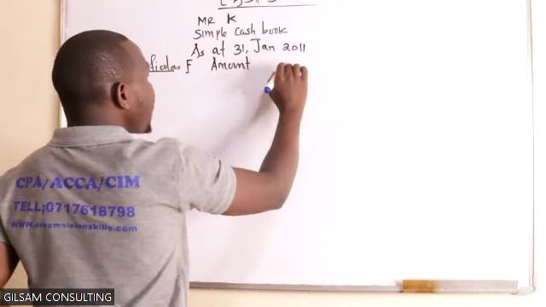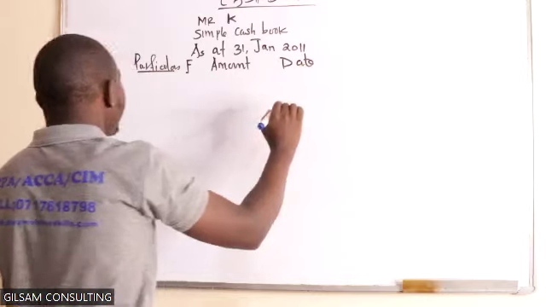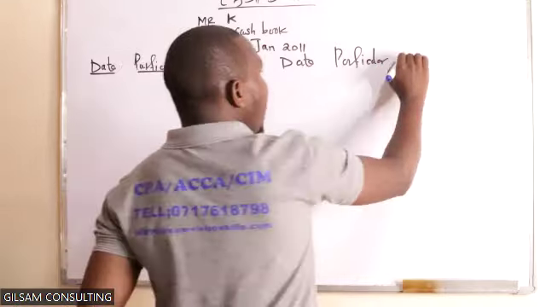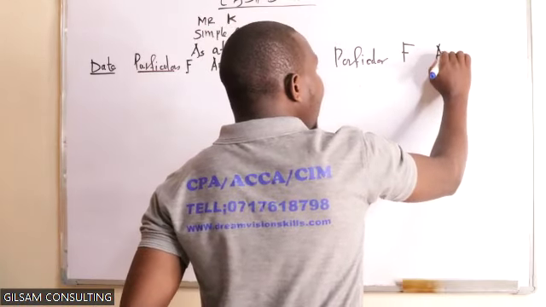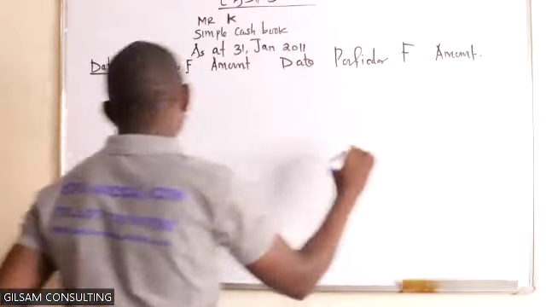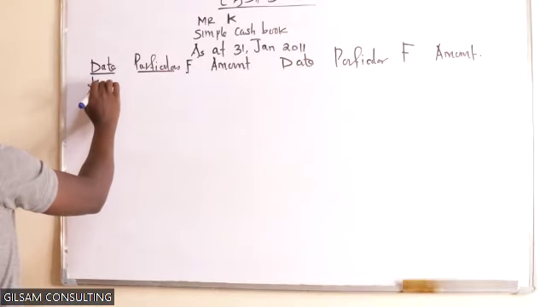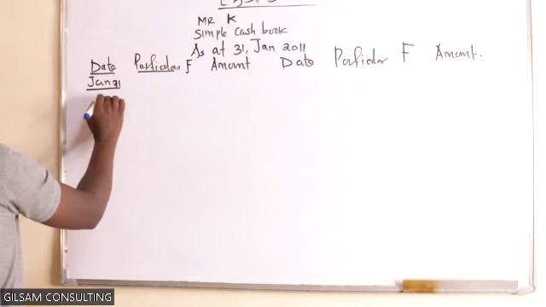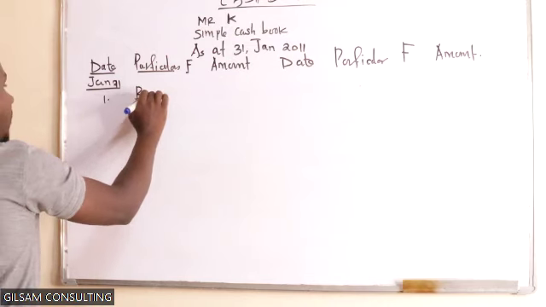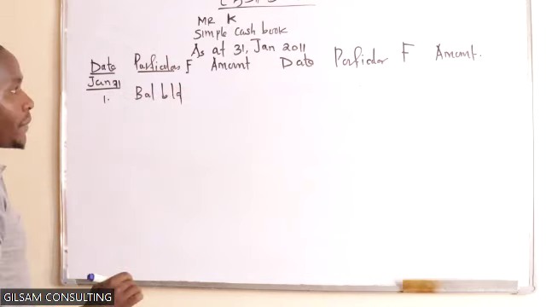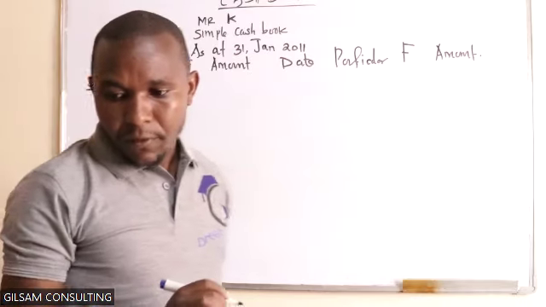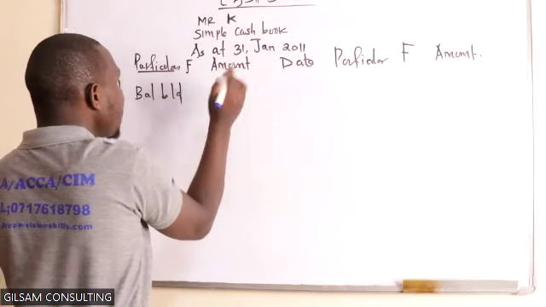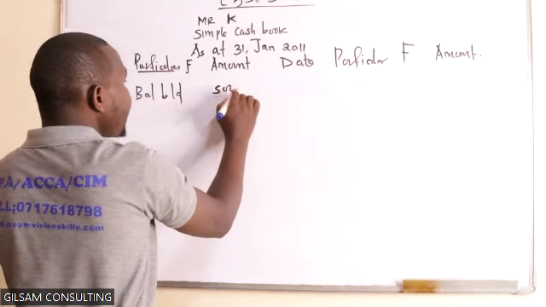So repeat also from the other side: date, particulars, folio page, and then we have amount. So date, this one is January 2011. Date 1, we have balance brought forward 500,000. The page, you can decide to put your own page, but it is not necessary.